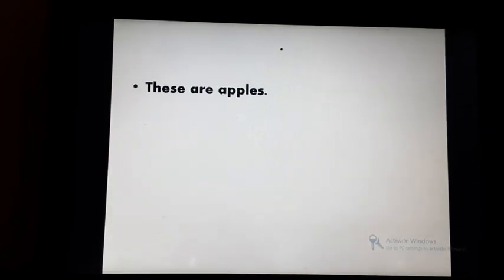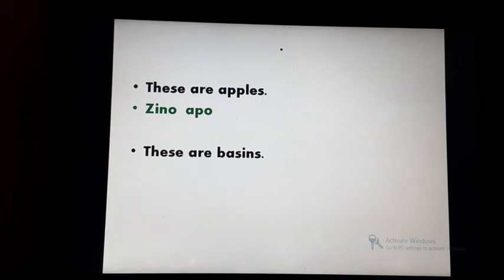Okay, let's proceed. These are apples. In Luganda, zino apple. The next one. These are basins. Zino bafu.